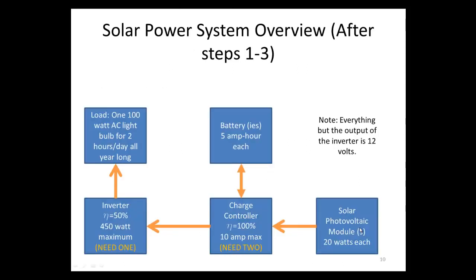Okay, so let's review a little bit what we've done so far. We found that we need one inverter and two charge controllers. We also found that going to the load is 100 watts when it's on, so that's the power when the load is on, and the energy needed is 0.2 kilowatt hours per day. So then we also found that when the light bulb's on, the inverter is drawing 200 watts from the charge controller, and the energy it uses coming from the charge controller is 0.4 kilowatt hours per day.